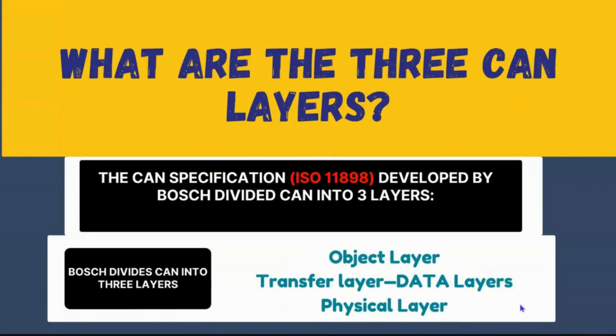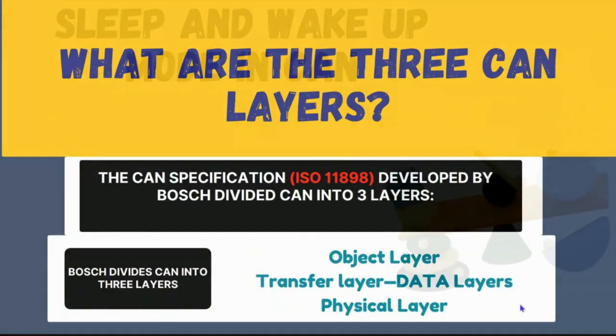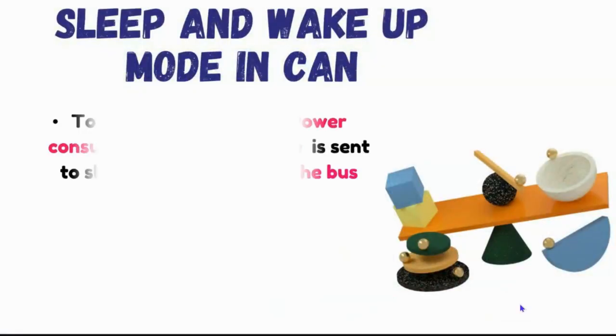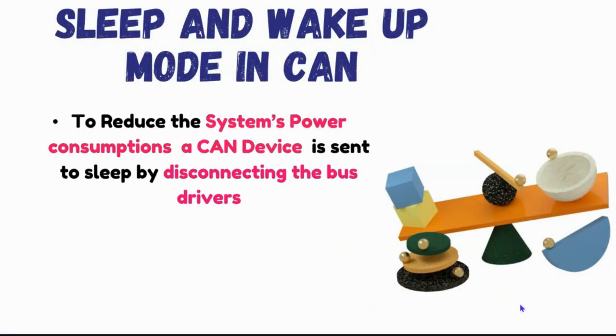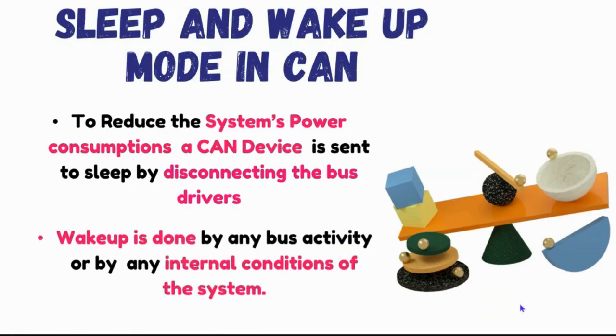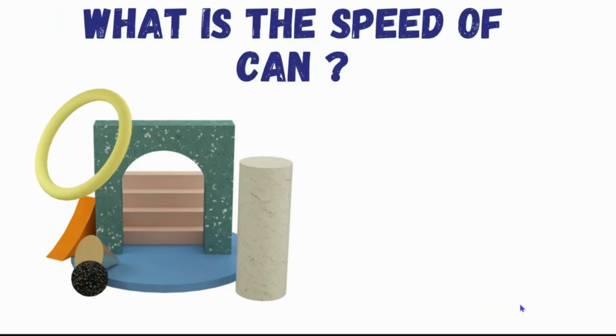What are the three CAN layers? Mainly the object layer, transfer layer, and data layer, and the physical layer. Speed and wake up mode in the CAN: to reduce the system's power consumption, the CAN device is sent to sleep by disconnecting the bus drivers. Wake up is done by any bus activity or by any internal condition of the system.